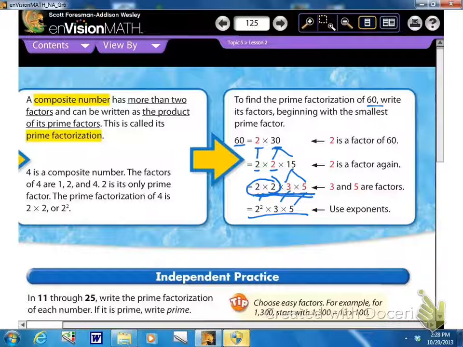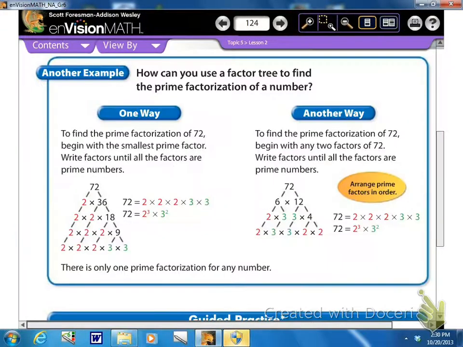Let's look at some more examples on page 124. Okay, we're looking at another example.